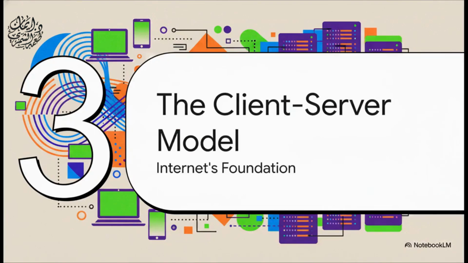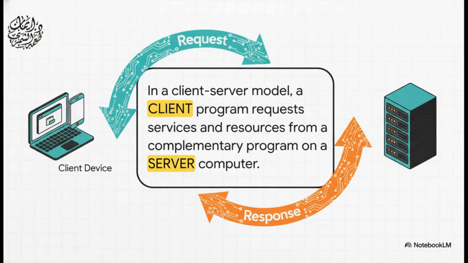Now let's apply these ideas to the single most important system architecture of the last few decades, the one you're literally using this very second. We're talking about the client-server model, which is the foundation of the internet as we know it. At its heart, the relationship is really simple. You've got two main roles. The client is a program that asks for something. Just think of your web browser asking for a web page. And the server is the program that provides that service. It's the computer that hosts the web page and sends it back to you.